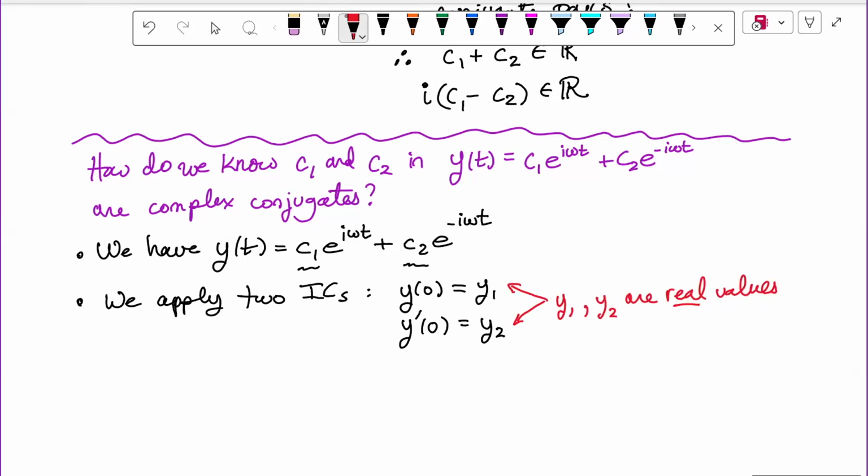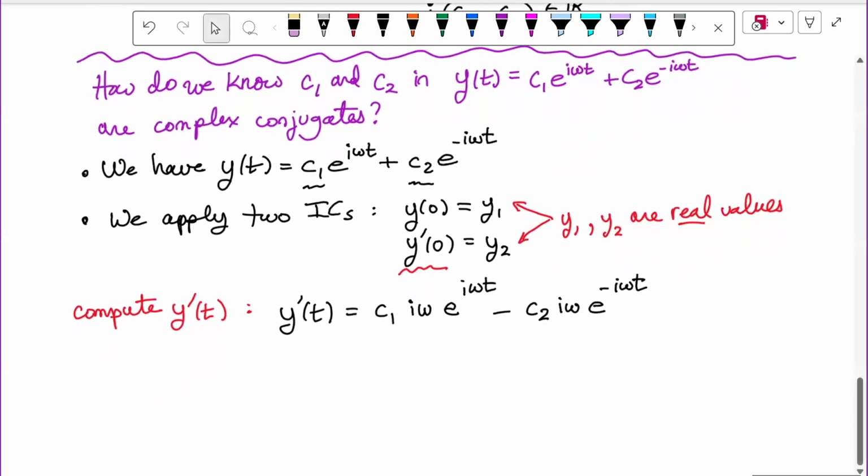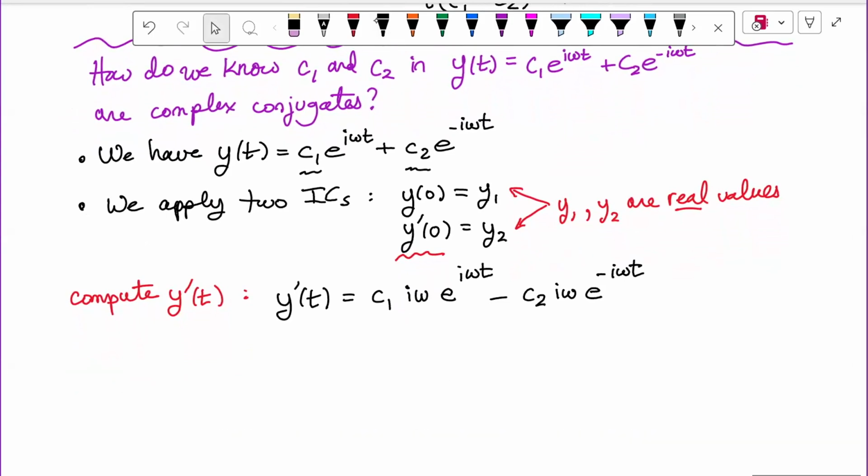Now, in order to apply the initial conditions, we do have to calculate y prime. And remember, we compute y prime before we plug in time equals 0. This is a computation that I know you can all do because we are simply taking the derivative of the exponential, one of our favorite kinds of derivatives to take. Now, I suggest that you pause the video and take a second to actually plug in these initial conditions and see what you get when you solve for C1 and C2. See if you can convince yourself that C1 and C2 do have to be complex conjugates.